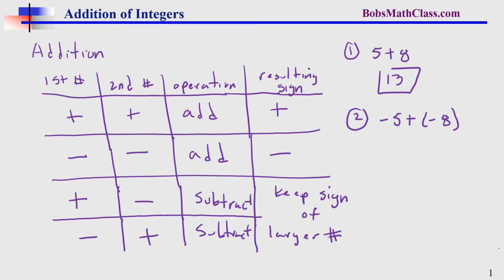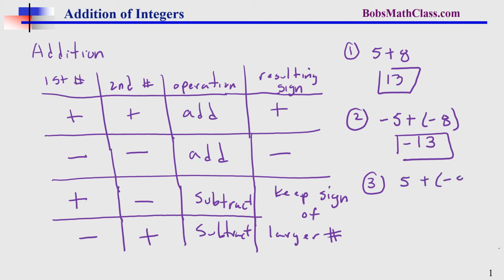All right, so here's negative 5 plus negative 8. The signs are both negative, so we're going to add the numbers. 5 and 8 is 13, but what's our sign? It's still negative. Right? If you owe $5 and you owe somebody else $8, then altogether you owe $13.